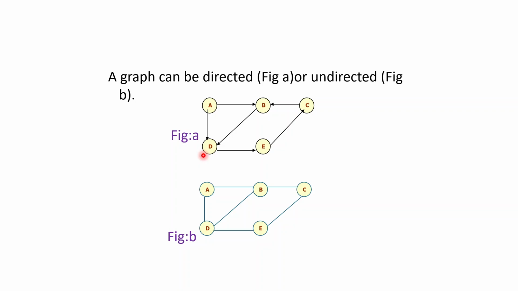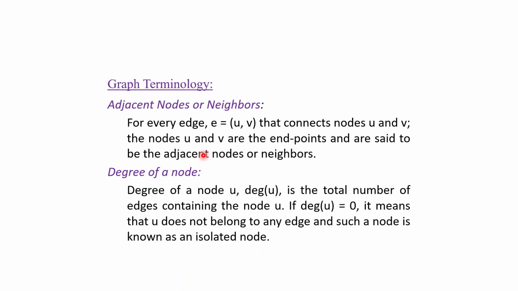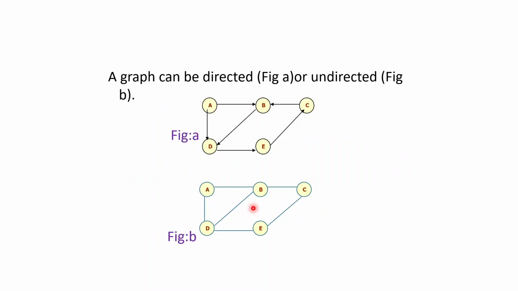And degree of a node. That's another term, called the degree of a node. It is the total number of edges containing the node. So for this A, the degree is the total number of edges. We have one edge and then we have another edge. So the degree of node A is 2.